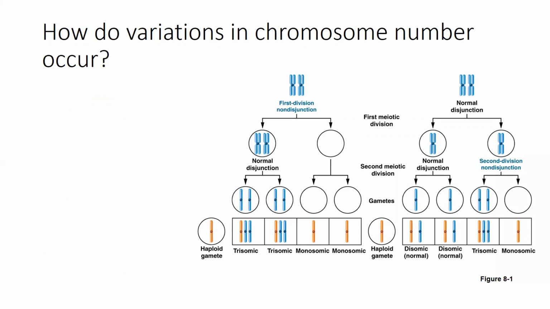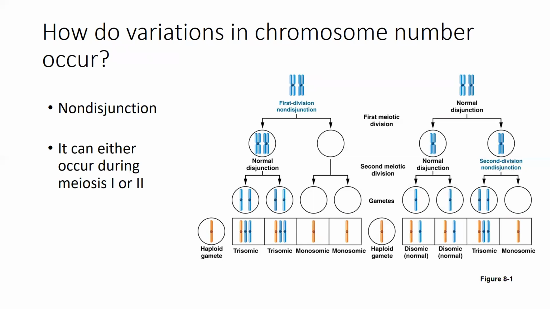So when you think about all of this, how do these variations actually occur with the chromosome number? These variations occur through a process called non-disjunction. It occurs in either meiosis 1 or meiosis 2, right?